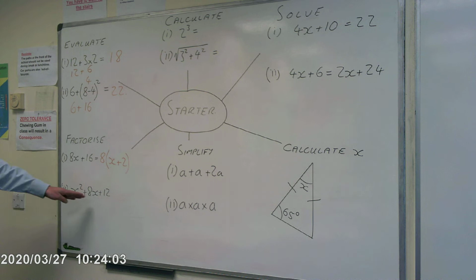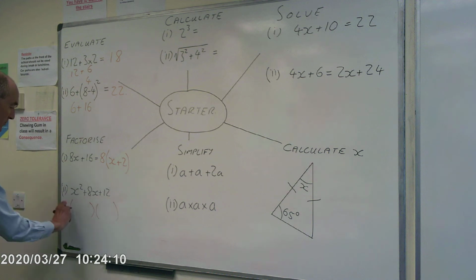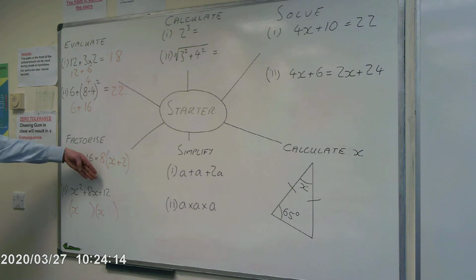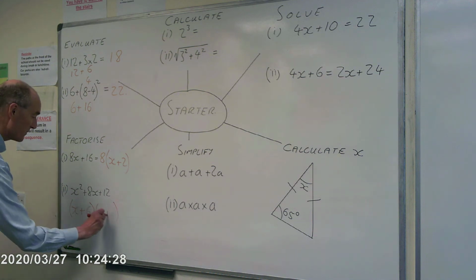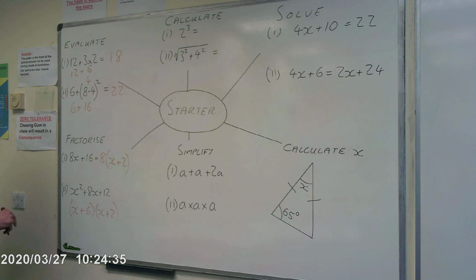Factorise. It's a quadratic expression. If we factorise it, we put it into 2 brackets. We can put an x at the front of each bracket, and then we consider 2 numbers that multiply together to make 12, but when you add them together they make a positive 8. So those 2 numbers are going to be plus 6 and plus 2. 2 times 6 gives me 12, 6 plus 2 gives me 8.